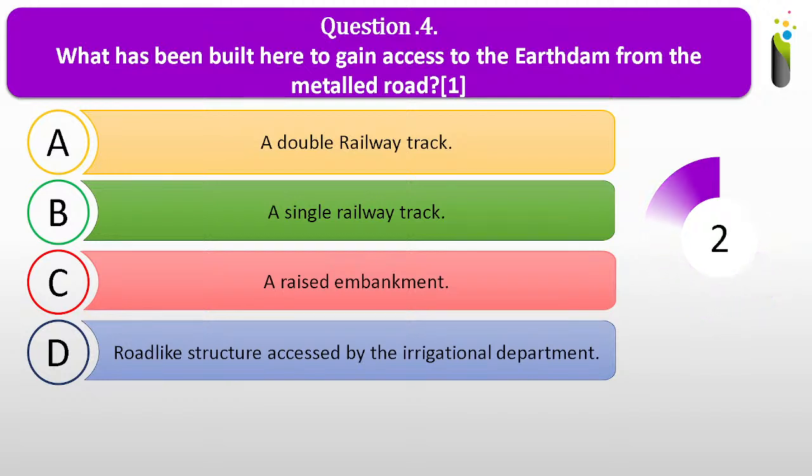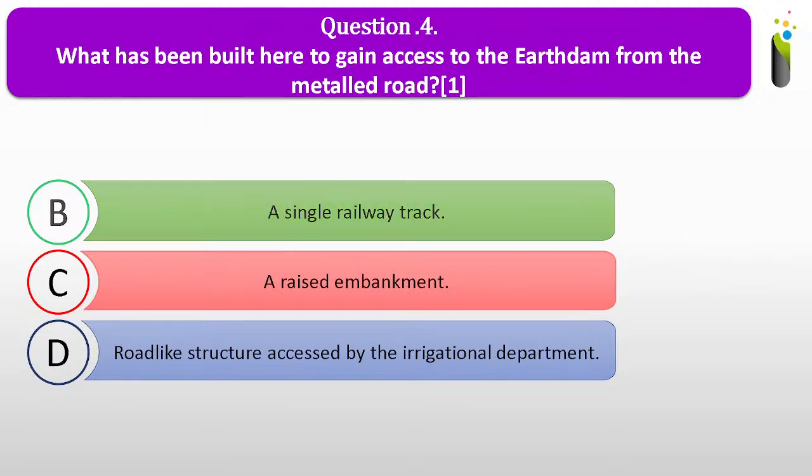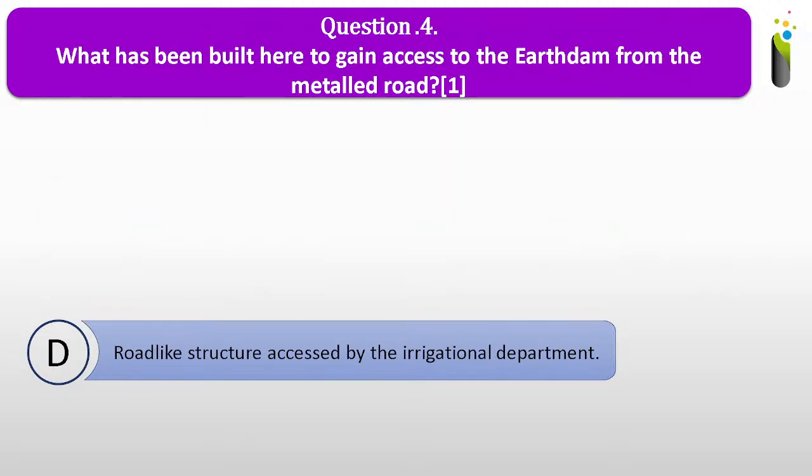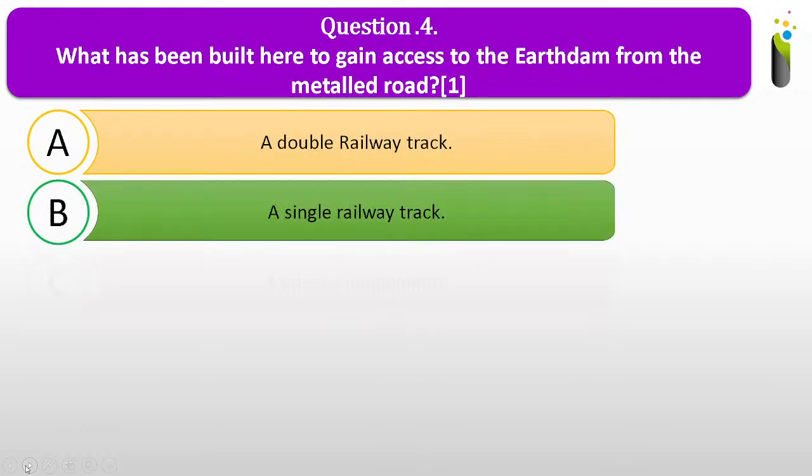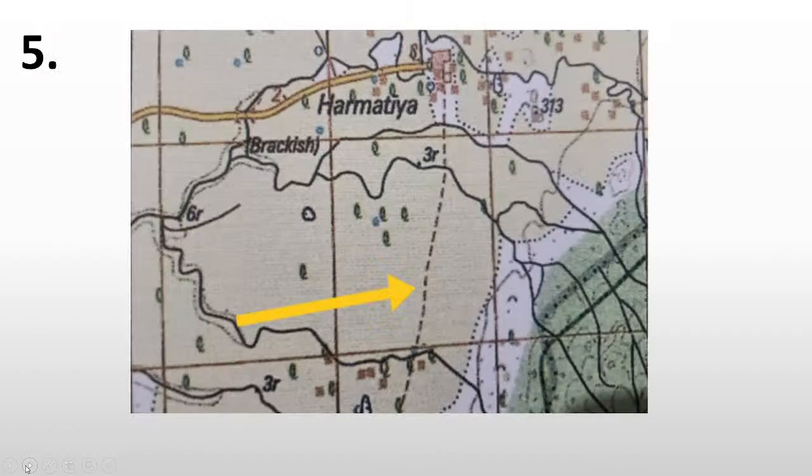And the correct answer for this question is, it is a road-like structure accessed by the irrigational department. I shall show you the picture once again. See, this is what it is. So it is a road-like structure, okay, accessed by the irrigational department. Now, coming to question number 5, look at the picture properly. Okay, look at it very properly.